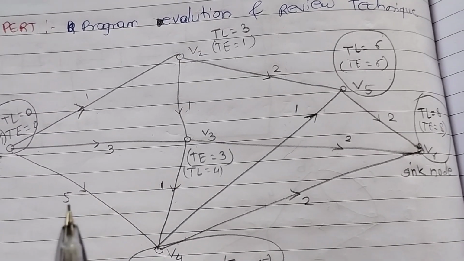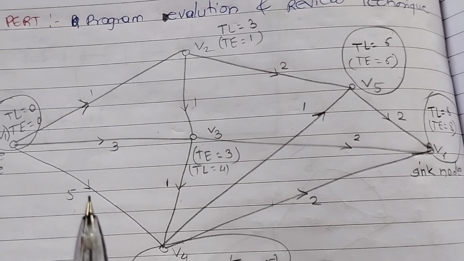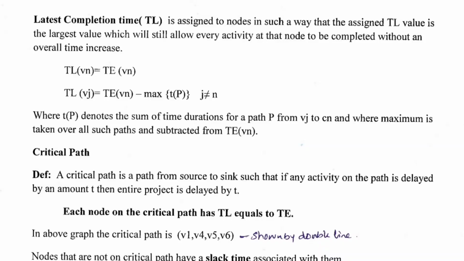So now we move to the second phase, to find out the TL. TL means least completion time. It is assigned to the node in such a way that the assigned TL value is the largest value which will still allow every activity at the node to be completed without increasing the overall time. So TL of Vn, the destination or sink node, is exactly equal to T of the sink node.